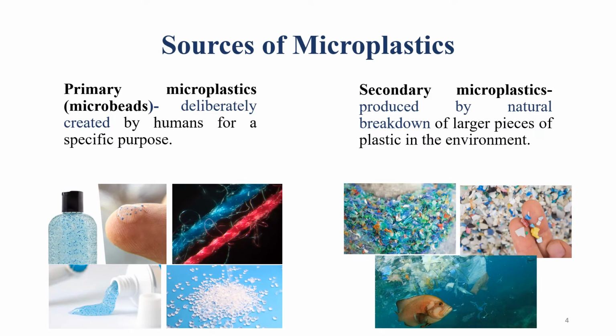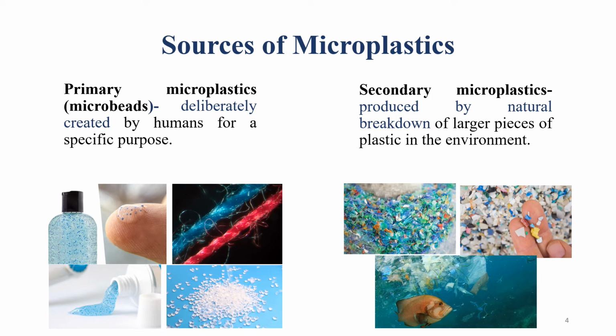The sources of microplastics could be from primary sources or from secondary sources. Firstly, the primary microplastics, which are also called microbeads, are deliberately created by humans for a specific purpose. For example, the plastic pellets used in industrial manufacturing of plastic, the plastic fibers used in synthetic textiles, daily use products, the personal care products, etc.